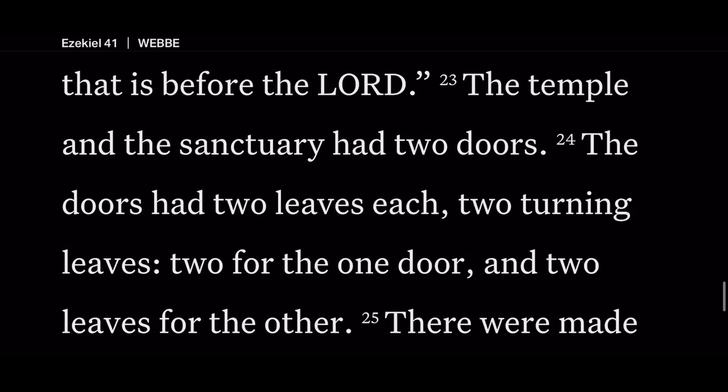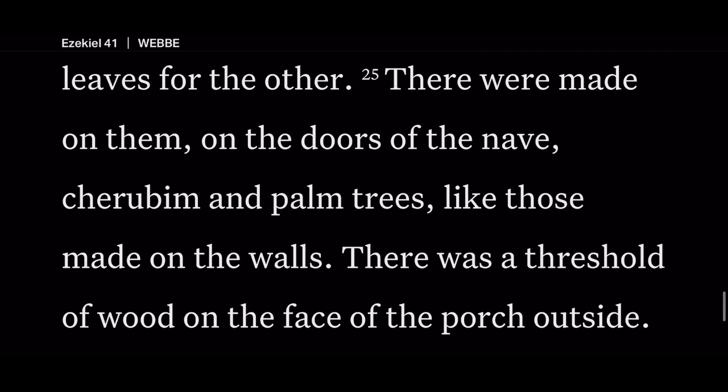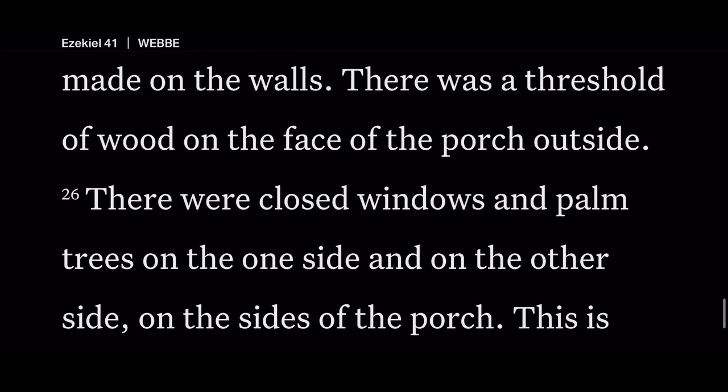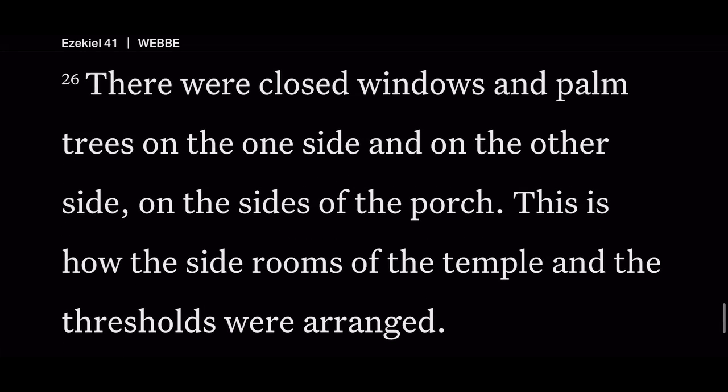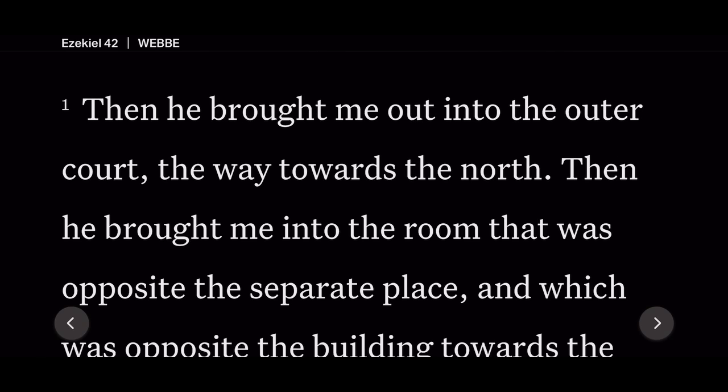The temple and the sanctuary had 2 doors. The doors had 2 leaves each, 2 turning leaves, 2 for the one door, and 2 leaves for the other. There were made on them, on the doors of the nave, cherubim and palm trees, like those made on the walls. There was a threshold of wood on the face of the porch outside. There were closed windows and palm trees on the one side, and on the other side on the sides of the porch. This is how the side rooms of the temple and the thresholds were arranged.